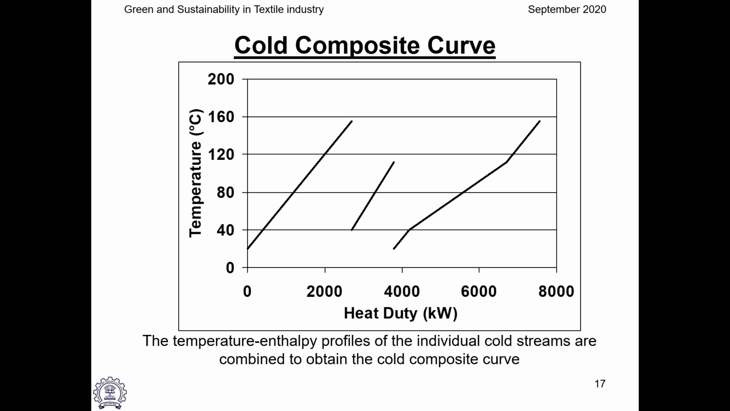We can do the same thing for cold streams C3 and C4. We can add and we can get a cold composite curve. Now, what is happening? The hot composite curve is basically saying the heat availability, and heat can be transferred to lower temperature. The cold composite curve is a heat requirement as a function of temperature, and it has to be supplied from higher temperature. Let's put them together in the same graph.